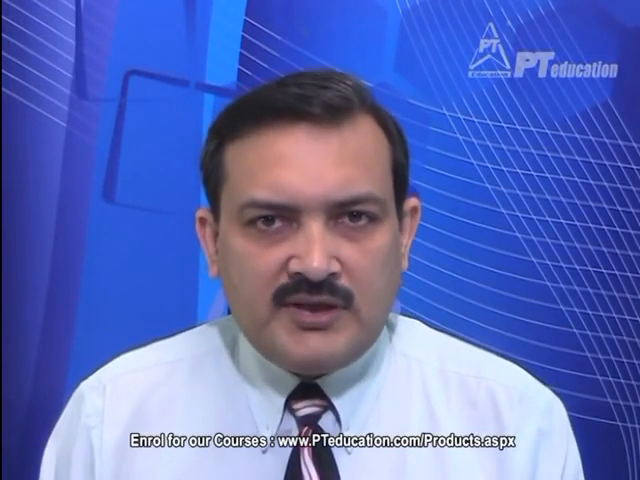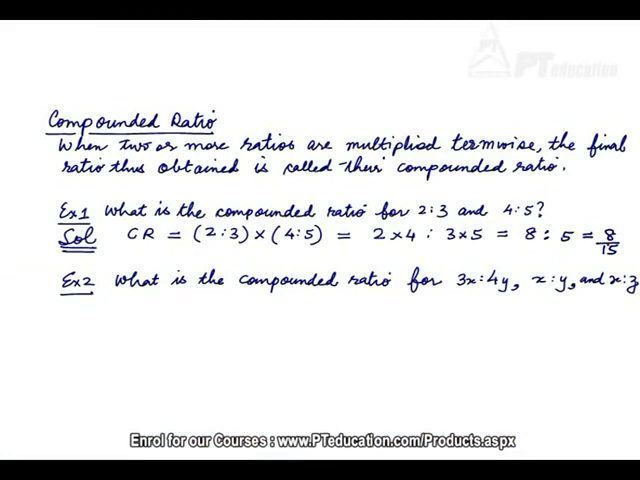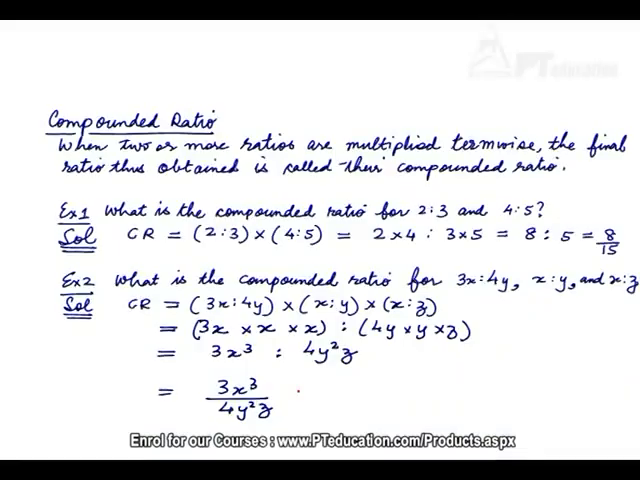So the solution to the first example, compounded ratio would be 2 is to 3 into 4 is to 5. So 2 into 4 is to 3 into 5, which is nothing but 8 is to 15. That is the answer to the first example. The second example, the solution.